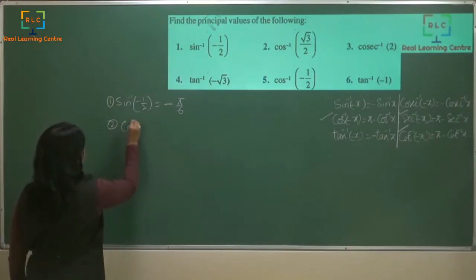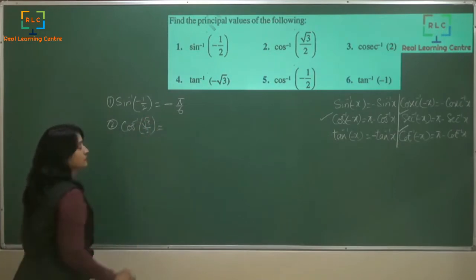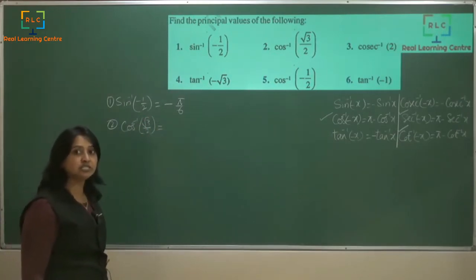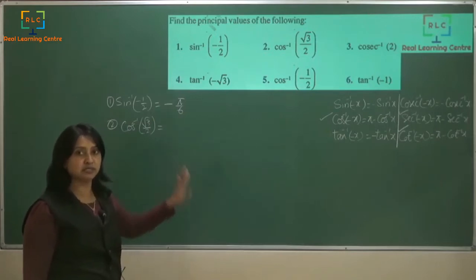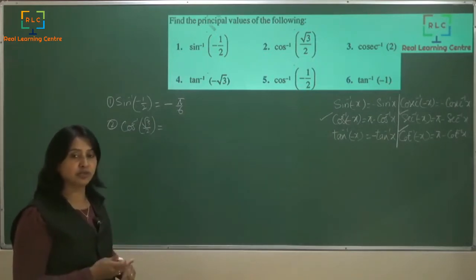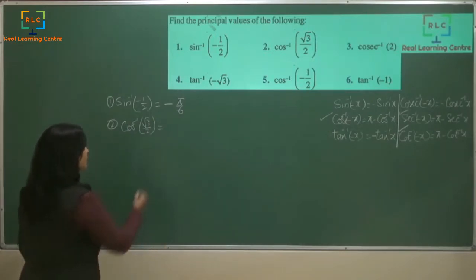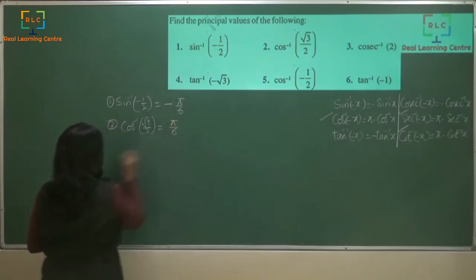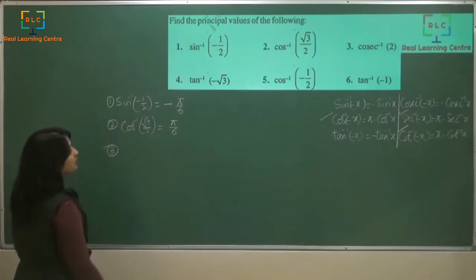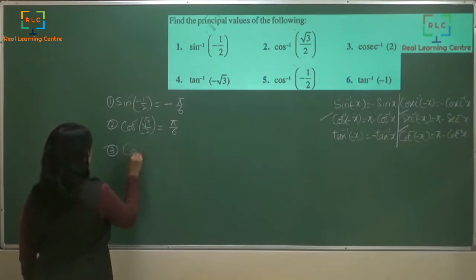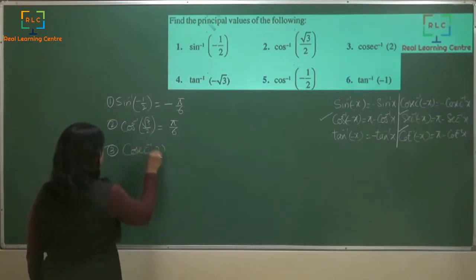Next I have the second one as cos inverse of root 3 by 2. Cos of what degree is equal to root 3 by 2? Only this much should be written here. So cos of what degree is root 3 by 2? 30 degree once again. So that is pi by 6. Next I'll go to question number 3. Your question number 3 is cosecant inverse 2.